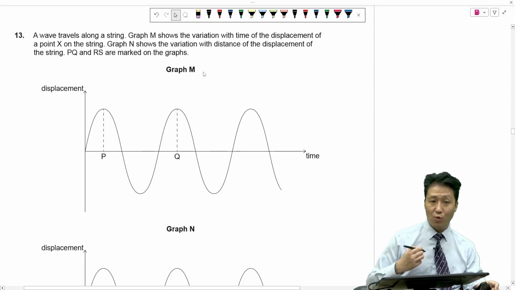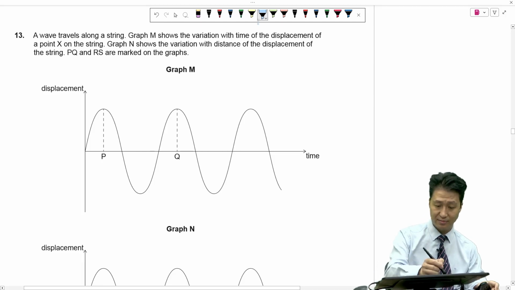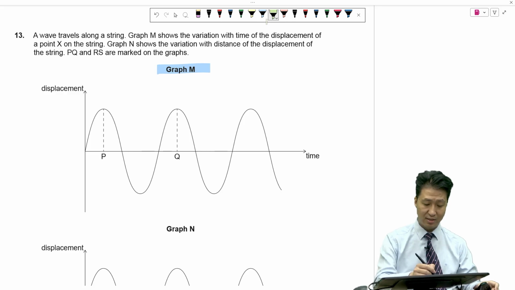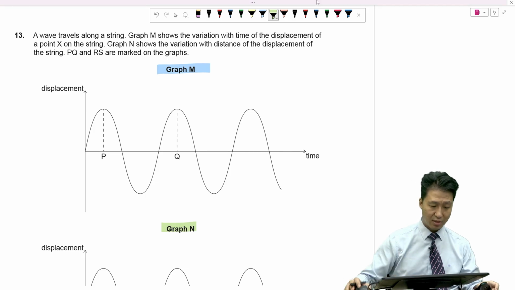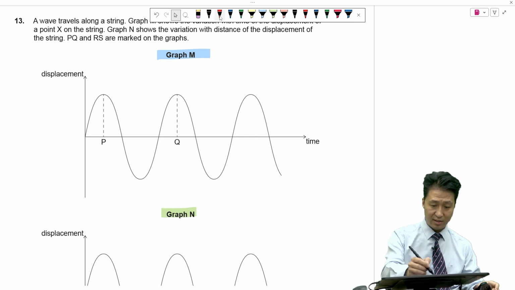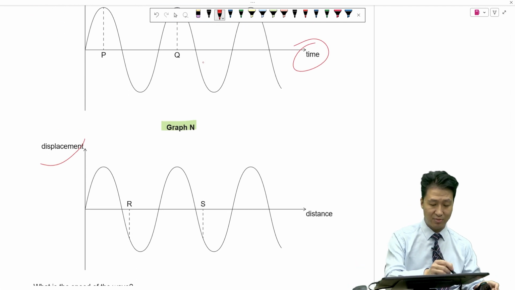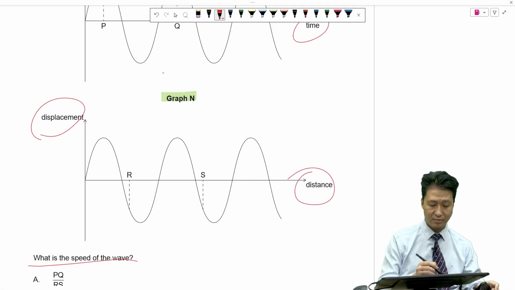Question 13. A wave travels along a string. Graph M, this first graph here, shows the variation with time of the displacement of a point X on the string. Graph N, down here, shows the variation with distance of the displacement of the string. PQ and RS are marked in the graphs. So graph M has displacement in time. Graph N has displacement and distance. And the question says, what is the speed of the wave?